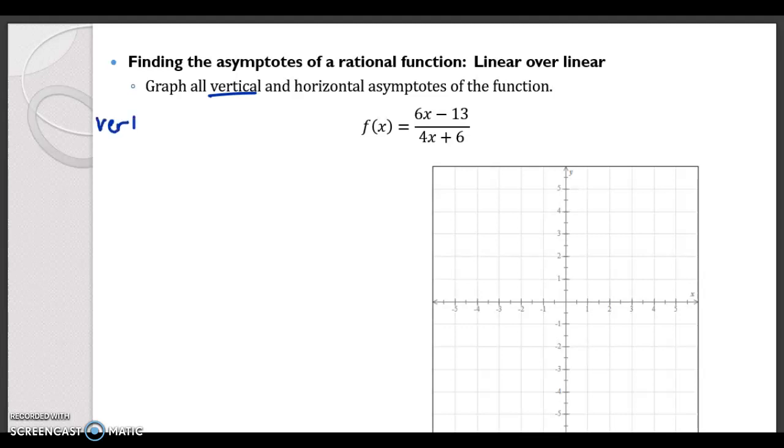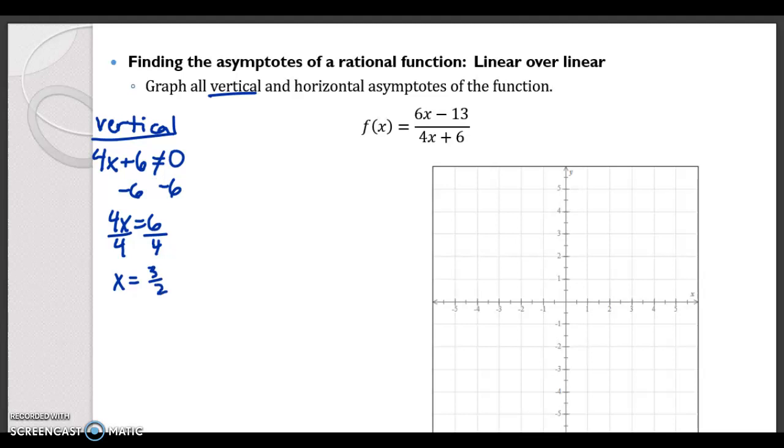So when we're dealing with vertical asymptotes, you remember we can't ever let the bottom equal 0. So that's how we find the domain, right? Well, that's also with rational functions going to help us find the vertical asymptotes. So 4x plus 6 can never equal 0. So let's subtract 6. 4x equals negative 6. Divide by 4. And we get x equals negative 3/2.